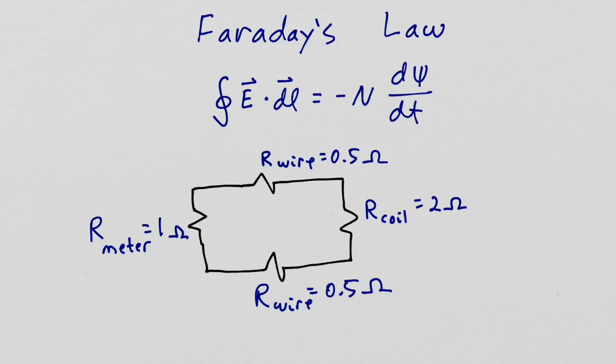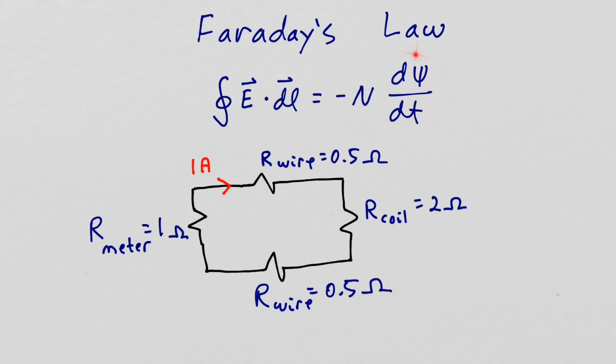We can model each component as a resistor. Let's assume the meter had a resistance of 1 ohm, each wire had a resistance of a half an ohm, and the coil had a resistance of 2 ohms. So we'd have this series circuit of our meter, wire through the coil, wire back to the meter.